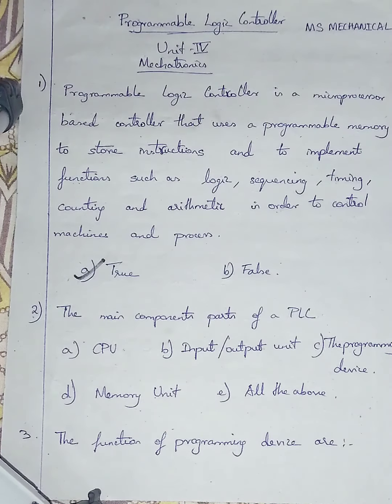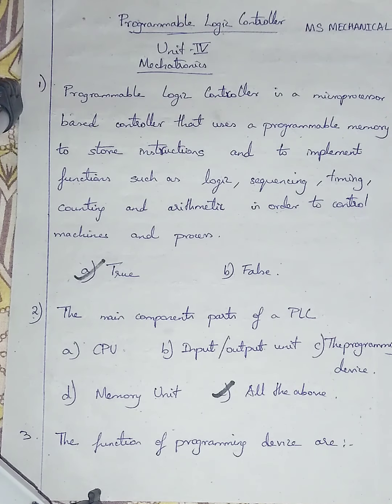Question number 2. The main components of PLC, programmable logic controller. What are the main components of PLC? Option number A is given as CPU. Option number B is given as input output unit. Option number C is programming device. Option number D is memory unit. Option number E is given as all the above. The CPU, input output unit, the programming device, memory unit, all are the main components of PLC. So I'm going with option number E, all the above.